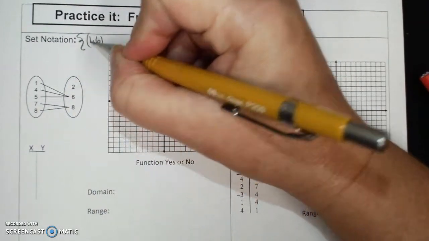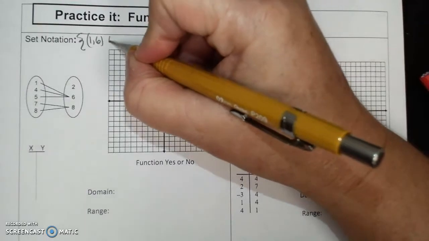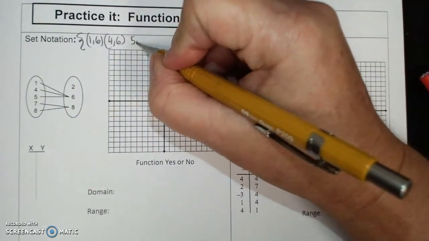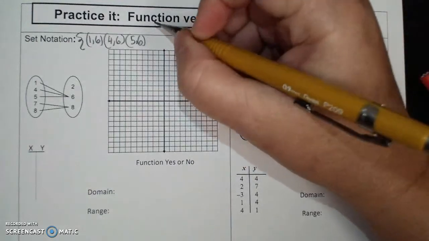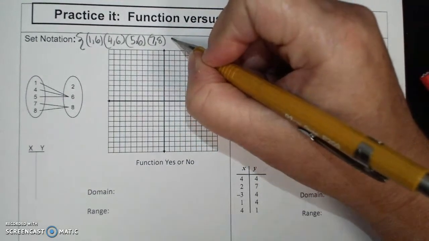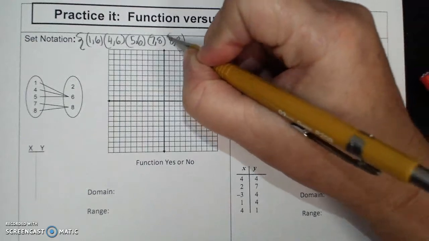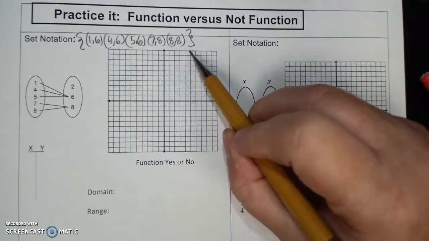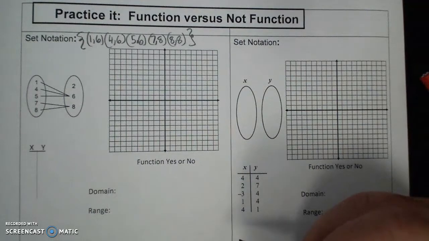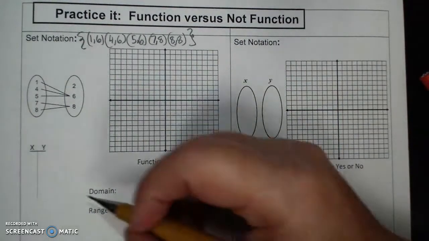1 went to 6. 4 went to 6. 5 went to 6 and I'm following the lines. 7 goes to 8. And 8 goes to 8. And the little squiggly says everybody inside the little squigglies is okay. Then I'm going to fill in my table.